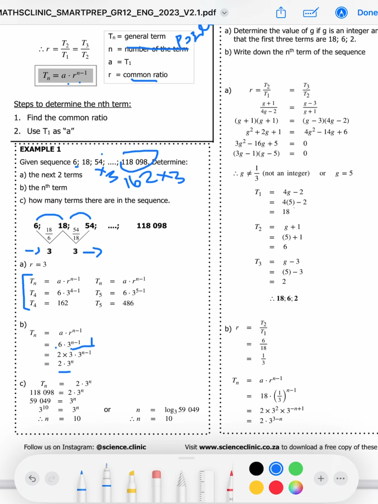59,049. And then 59,049, you can write it as 3 to the power 10. You can write it as 3 to the power 10, and then this is equal to 3 to the power n. So it means the exponents are equal because the bases are the same.